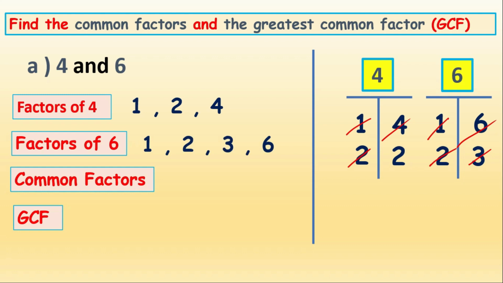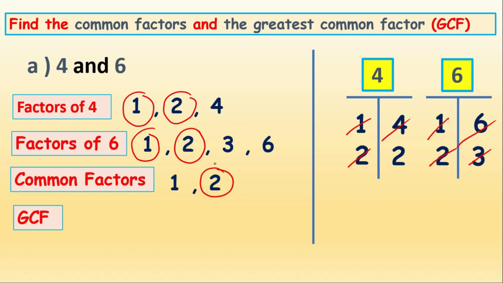Which are the common factors? 1 is a common factor, up and down, it is in both numbers. And 2 is common. So write the common factors: 1 and 2. Which is the greatest one? The greatest one is 2. So the greatest common factor is number 2.